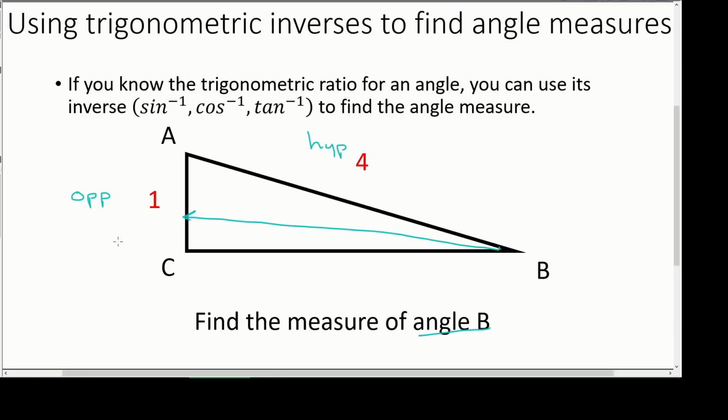So, right away, seeing the opposite of B and the hypotenuse, my mind goes straight to the arcsine of B. Arcsine finds the angle measure. So anytime I ask you to find an angle measure, you're going to use arcsine. When it's asking for lengths of sides, you're going to use regular sine. So arcsine of B will give me the angle measure, and that's going to be 1/4.